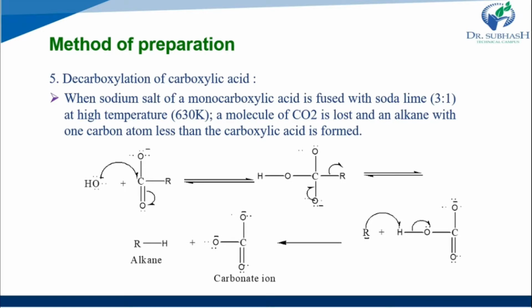So here is the formation of the alkane by the decarboxylation process of a carboxylic acid. First we take the monocarboxylic acid, that is, an acid having one carboxylic group. The monocarboxylic acid reacts with soda lime at a high temperature, and 1 mole of CO2 is lost, making an alkane with one carbon atom less than the carboxylic acid.